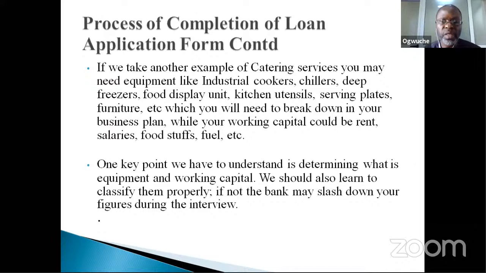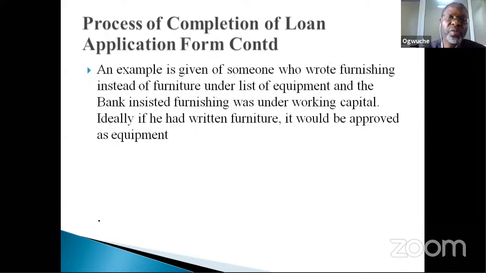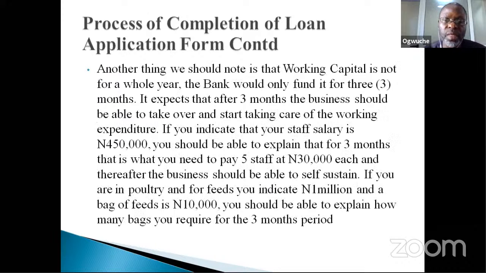One of the key things we should also have at the back of our mind is how to differentiate what is equipment and what is working capital. We should learn how to classify them appropriately, because when we go for the interview and we don't identify them appropriately, we could run into a problem. The example I like to give is that furnishing is different from furniture. Furniture is equipment, furnishing is working capital. I know someone who went for an interview and wrote furnishing instead of furniture, and the money was cut down on account of that.